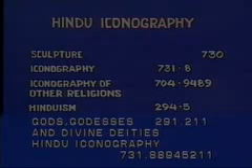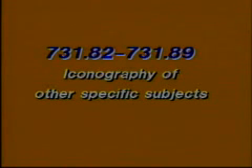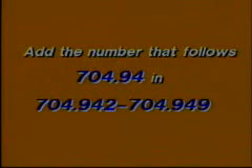731.8. Under this number, there is a subdivision 731.82 to 731.89 dealing with iconography of other specific subjects. Under this, there is a direction to add the number that follows 704.94 in 704.942 to 704.949.